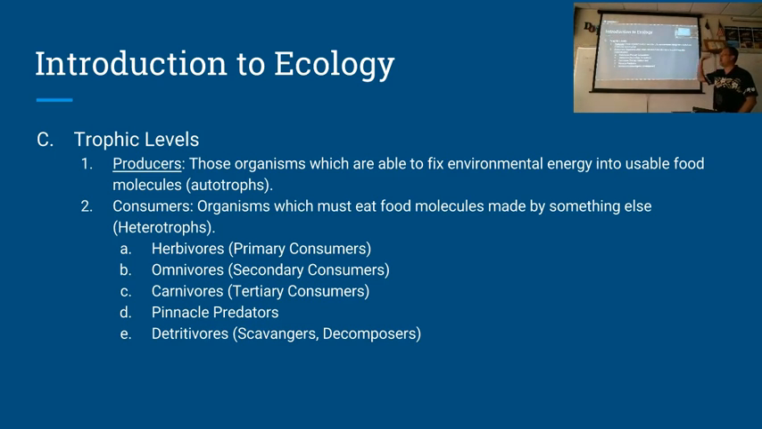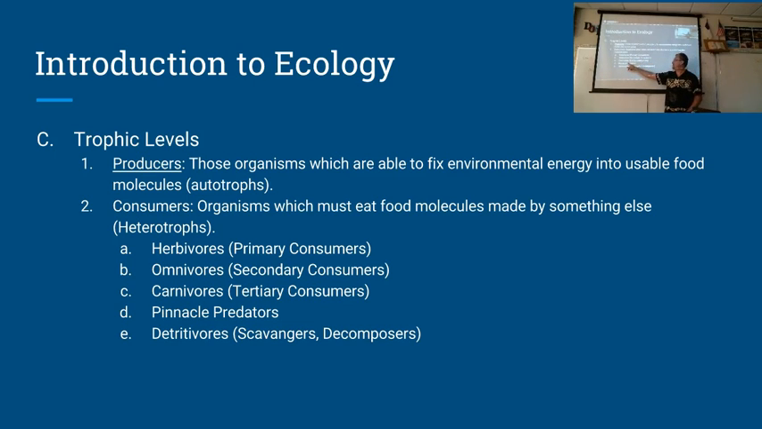Omni means all. Vore is the Latin word to eat. So we used Greek up here. This is Latin over here. These are plant eaters, herb, plant, vore, to eat. Omnivore, this is an all eater. I just eat. Whatever you put in front of me, I'm going to eat it.